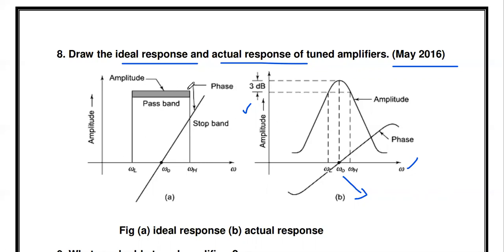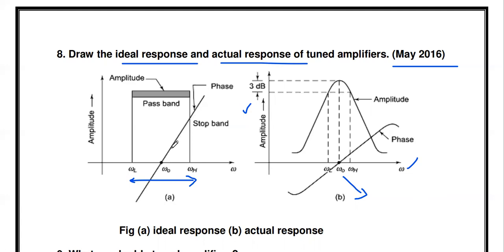But the ideal response is like that, in between omega L and omega H. Omega L is the lower cutoff frequency, omega H is the higher cutoff frequency. In between omega L and omega H, this tuned amplifier produces the maximum amplitude. Below omega L and above omega H, it is a stop band. Stop band means it will not amplify the signal. So this is the ideal response, this is the practical response.